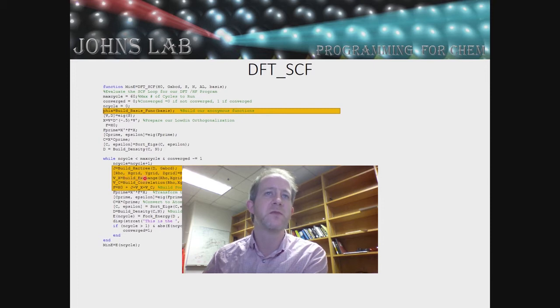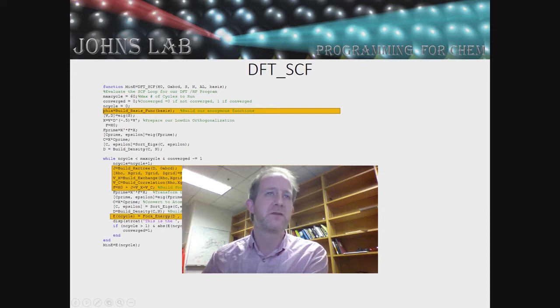Okay. The next function, build exchange, which we also have to write, is going to take in our density, our grid, and our basis functions, and it's going to spit out our matrix representation of the exchange potential. And then build correlation is going to do the same thing, but for the correlation potential, right? So these are going to be the size of the number of basis functions squared. We're going to then build our Fock matrix, and our Fock matrix is going to be our core Hamiltonian, our electron-electron repulsion, our exchange potential, and our correlation potential. And so we don't need to write anything new here.